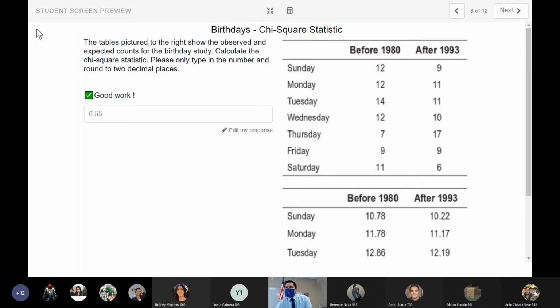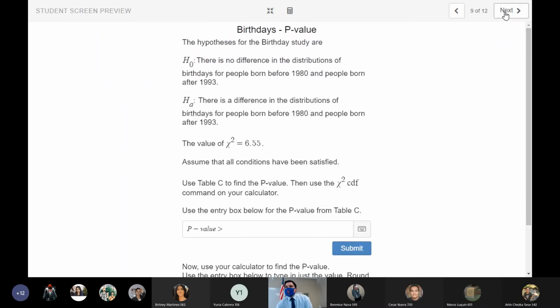So next, the hypotheses for the birthday study are: there is no difference in the distributions of birthdays for people born before 1980 and people born after 1993, versus the alternative, there is a difference in the distributions of birthdays for people born before 1980 and people born after 1993. The value of chi-squared was 6.55.